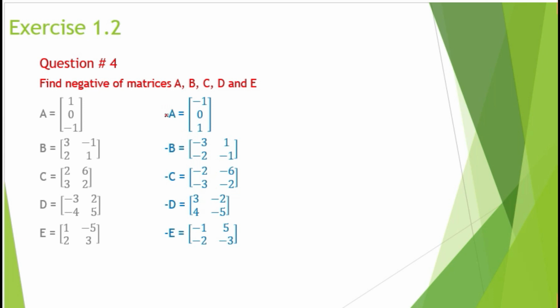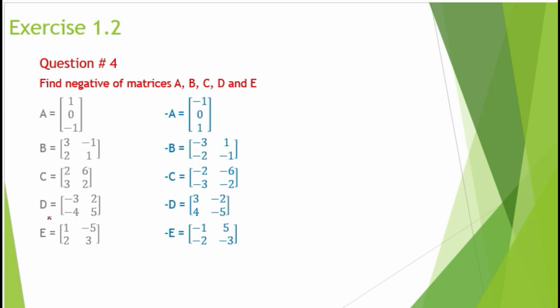This will become the negative of matrix A. Similarly, in B, we change 3 into minus 3, minus 1 into 1, 2 into minus 2, 1 into minus 1, and this will become negative of B. Similarly, C is equal to 2 6 3 2: 2 changes into minus 2, 6 into minus 6, 3 into minus 3, 2 into minus 2, so this will become negative of C.